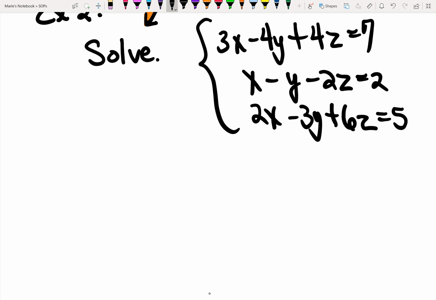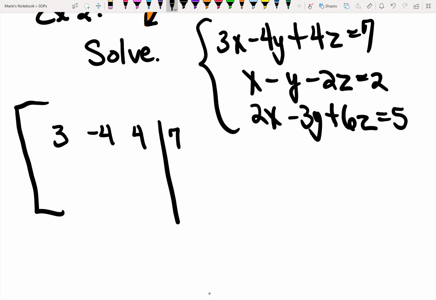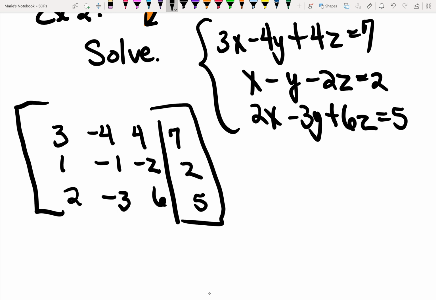So we begin with the augmented matrix. So we have 3, -4, 4 with a solution of 7. You have 1, -1, -2, and 2. 2, -3, 6, and 5. So the first thing I need to do is I want that 1 up ahead. So that means that I'm going to swap row 1 and row 2. I'm going to swap them.